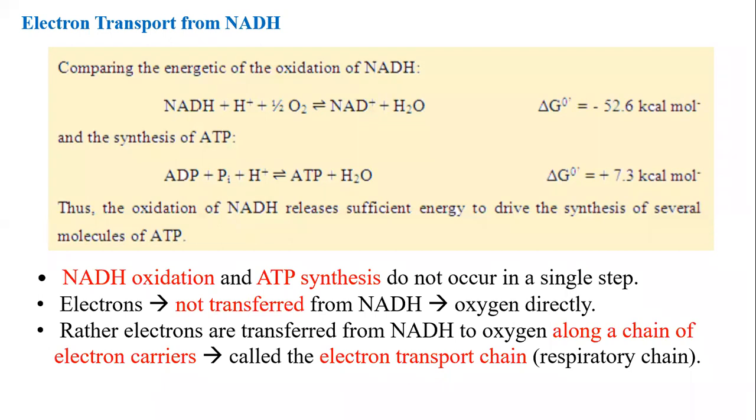NADH oxidation and ATP synthesis do not occur in a single step. Electrons are not transferred from NADH to oxygen directly. Rather, electrons are transferred from NADH to oxygen along a chain of electron carriers called the electron transport chain, also known as respiratory chain.